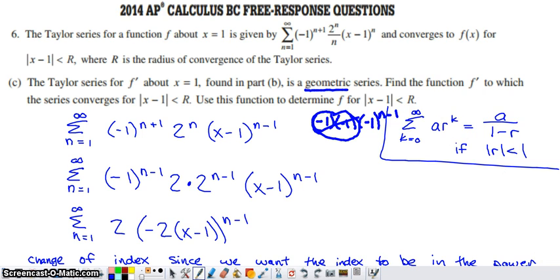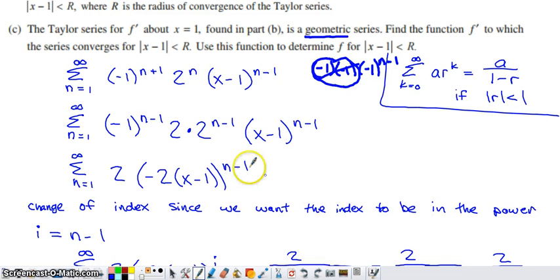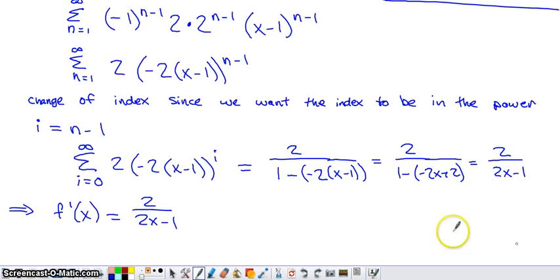So what I went ahead and did was I changed my index. I wanted a new index here. I'm calling my new index i, and I'm saying that i is going to be equal to n minus 1. So when I change this index, I don't affect this 2 at all. I don't affect this base. I do affect the power there. That was the main rationale for doing this.